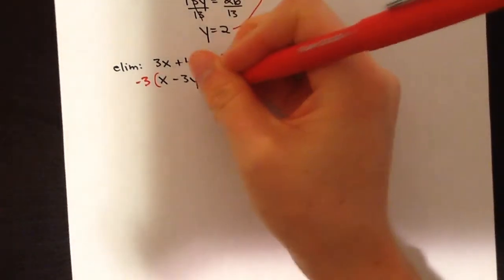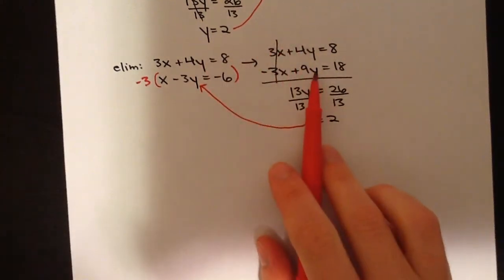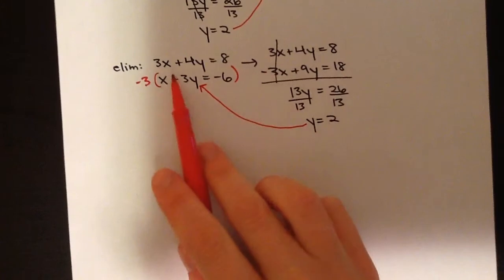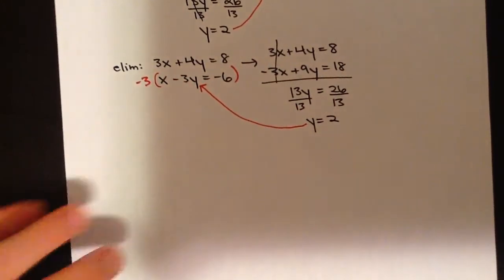We could plug it in here, we could plug it in here, we could plug it in here. You've really got any of your options. I like this one because the x is already by itself, so it's a little bit easier, but again, you could plug it into any of them.